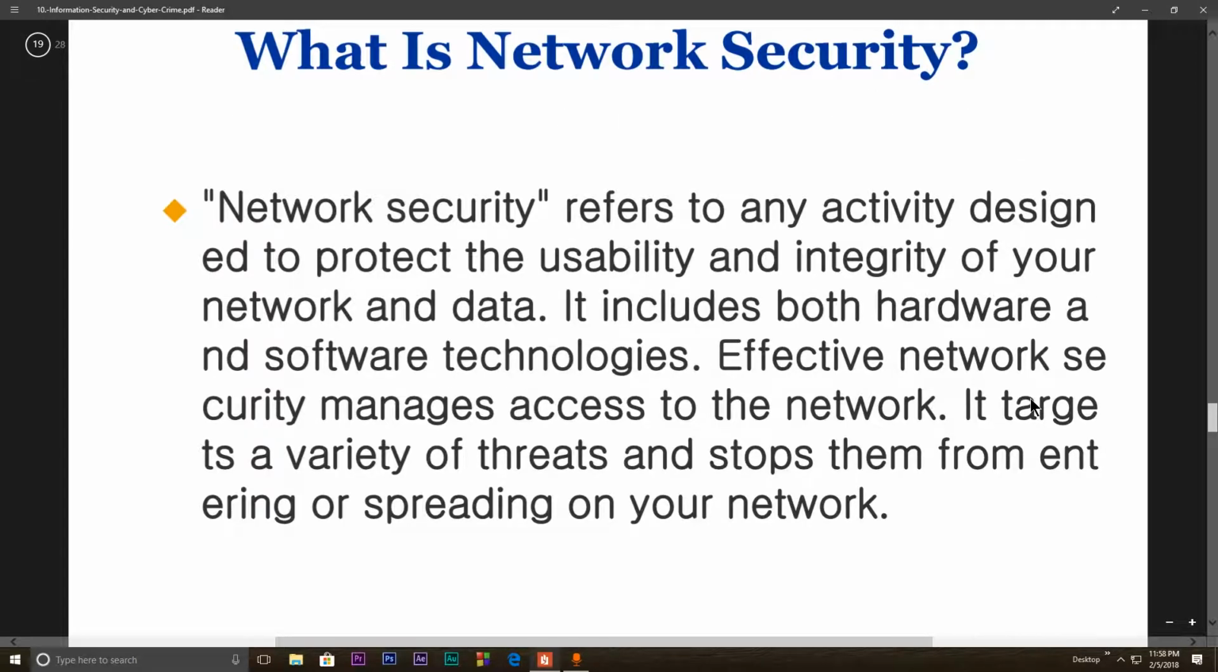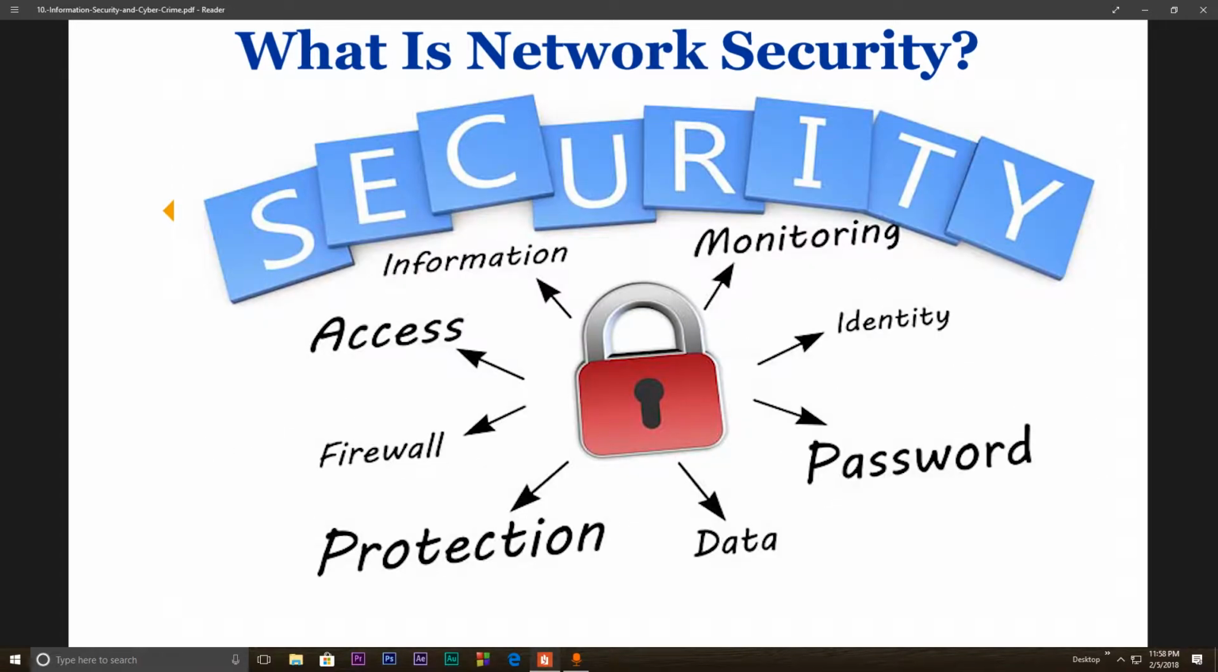Now what is network security? It actually refers to any activity designed to protect the usability and integrity of network and data. It includes both hardware and software technologies. Effective network security manages access to the network. It targets a variety of threats and stops them from entering and spreading to your network. It is effective when it blocks all kinds of threats and stops them from entering your PC or your network. So this is what network security does.